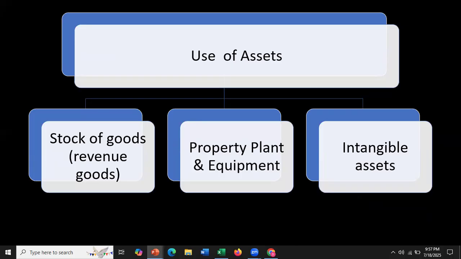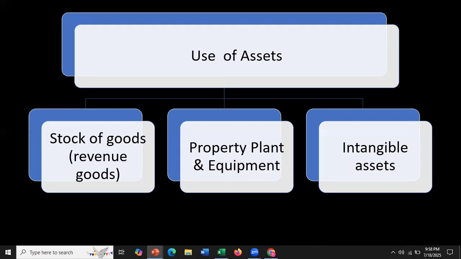Why do companies acquire assets? To use them. When companies acquire assets and use them, depending on the nature of the assets, they may become stock of goods, which are revenue goods, or property, plant, equipment, or the assets may be intangible assets. All these assets are assets when used, but the very purpose of acquisition of these assets is different. The recording, measurement, and impact will also be different. For the time being, in this session, we are going to focus on three types of assets and their respective uses.